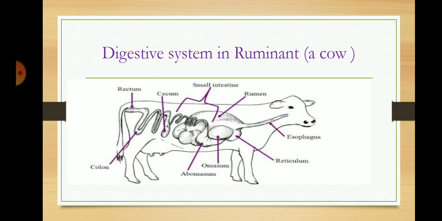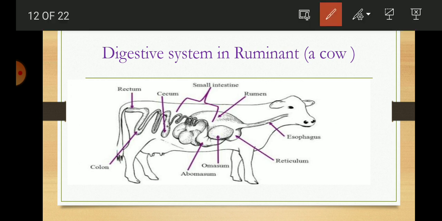As you can see in the image, this is the cow, and here we especially focus on the digestive tract of this cow. Firstly, students, when the cow eats grass, it goes into the mouth and thereafter passes through the esophagus. This esophagus is present in humans also, and it is the pipe through which the food goes down and reaches the stomach.